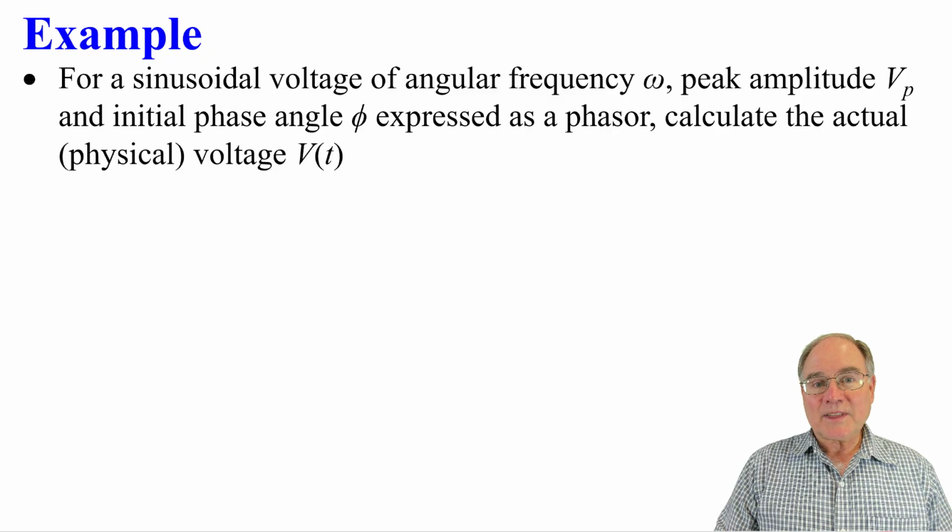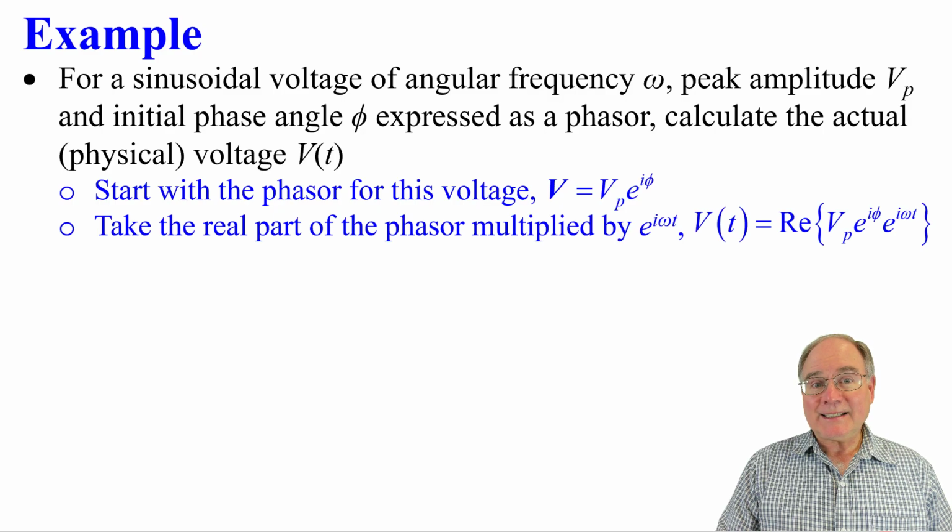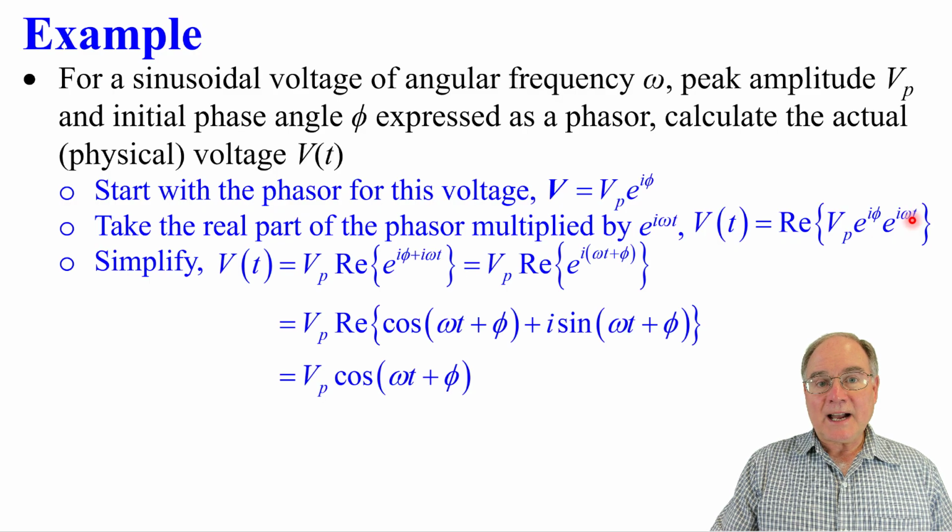Suppose we have a signal with angular frequency omega, peak amplitude Vp for the voltage, and phase angle phi, expressed as a phasor, and we want to calculate the actual physical voltage. Let's start with the phasor as previously shown, and following our procedure, we multiply by e to the i omega t and take the real part of it. Here's the algebra. First, we combine these two exponents into one term, and then separate the i, noting that we've also taken the Vp out since it's a constant. We can split up this exponential term into cosine plus i sine, and the real part is just the cosine term. So here's our final expression.